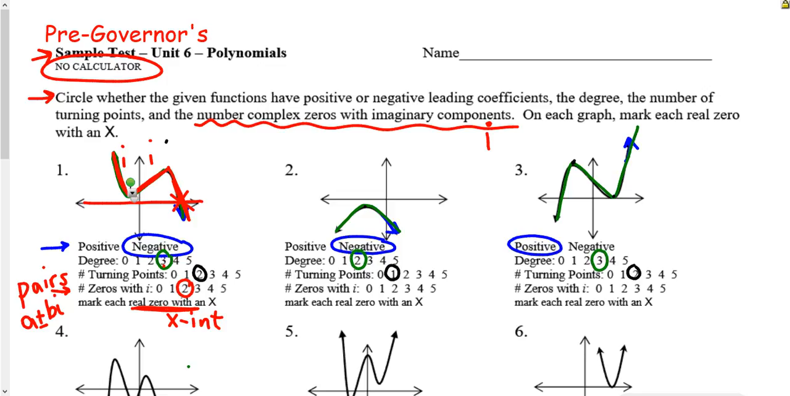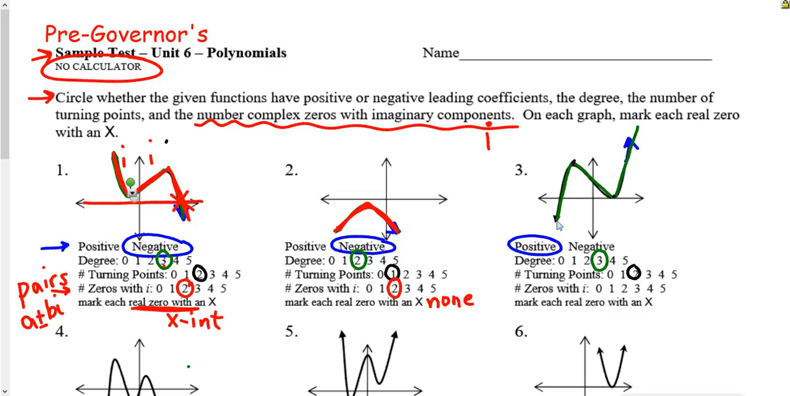Okay. Number 2, if I'm counting, I have 1, 2 branches. Sorry, that's not pointy, it's a U shape. Neither one of those touches, so both zeros there are imaginary. There are no real zeros for that. We don't have any x-intercepts.